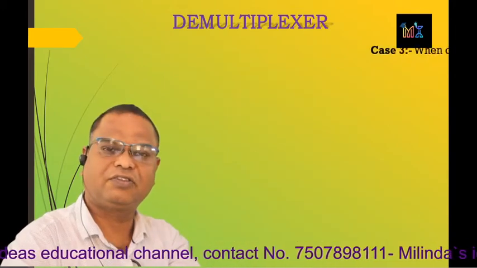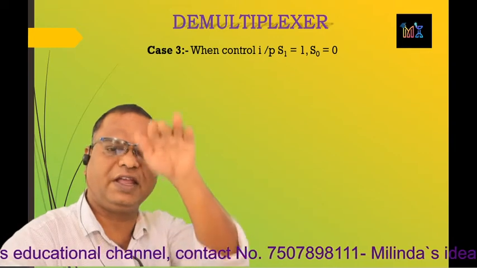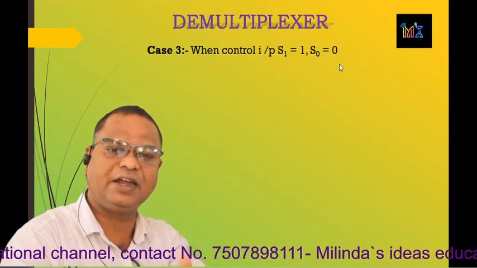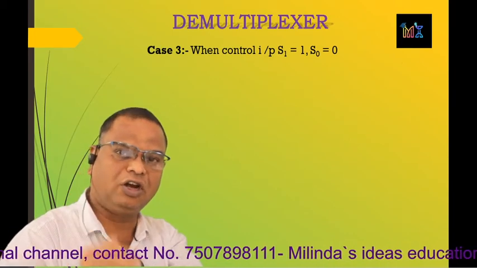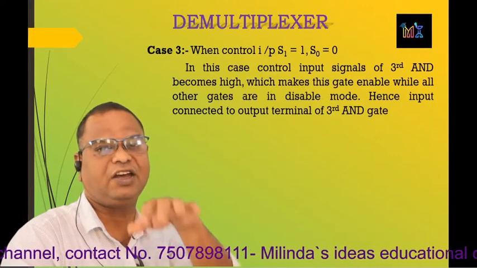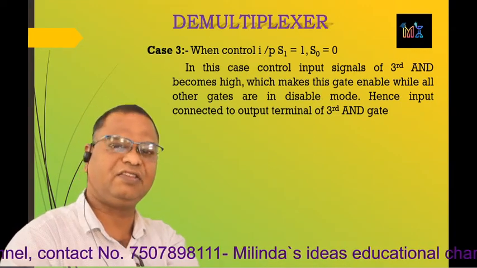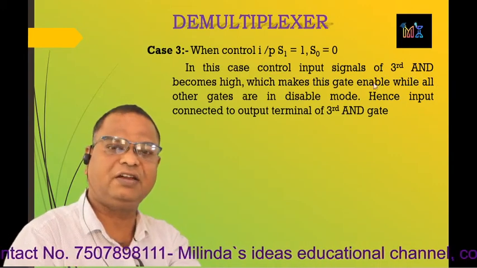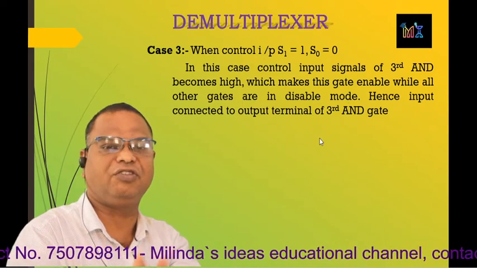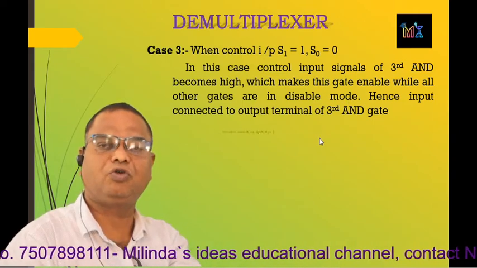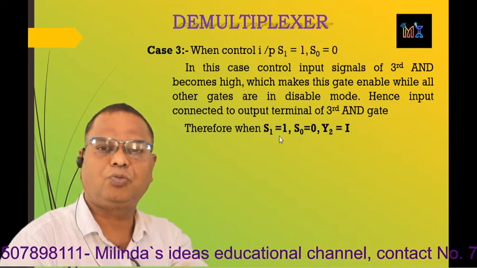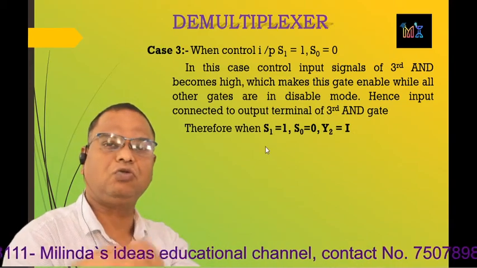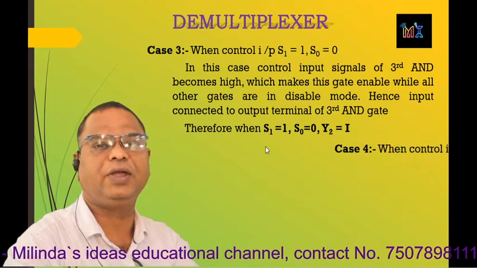Next, third case. That is when S1 is equal to 1, S0 is equal to 0. So in this case, the control input terminal of third AND gate becomes high. So the third gate is in enable mode, while the other three gates are in disable mode. So now the data, that is D or input signal, is connected to the output terminal of third AND gate, that is Y2. So in this case, Y2 is equal to I. That means when S1 is equal to 1, S0 is equal to 0, output Y2 is equal to D or I, that is input.